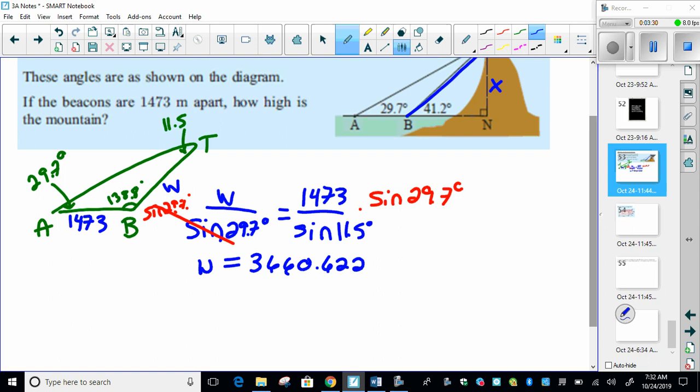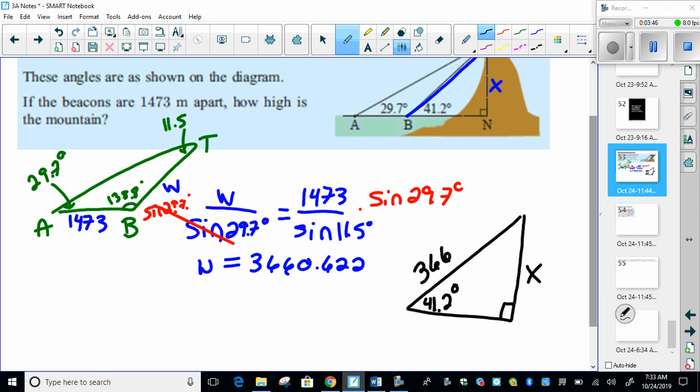So now going back to my picture, that was this triangle here. I wanted to find the height, so we called that x. This is 41.2 degrees. I just found that shared side, which is 3,660.622. Again, the exact value is stored in your calculator. Because it is a 90-degree angle, you could automatically find this top angle as well. However, I don't need to in this case because I have a right triangle.